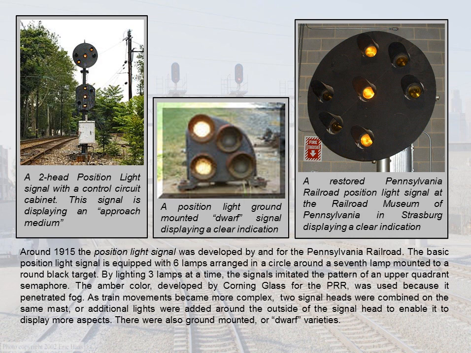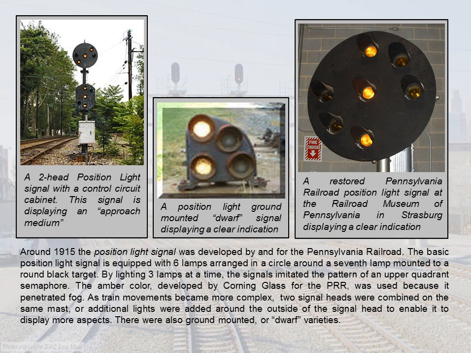Around 1915, the position light signal was developed by and for the Pennsylvania Railroad. The basic position light signal is equipped with 6 lamps arranged in a circle around a 7th lamp mounted to a round black target. By lighting 3 lamps at a time, the signals imitated the pattern of an upper quadrant semaphore. The amber color, developed by Corning Glass for the Pennsylvania Railroad, was used because it penetrated fog.